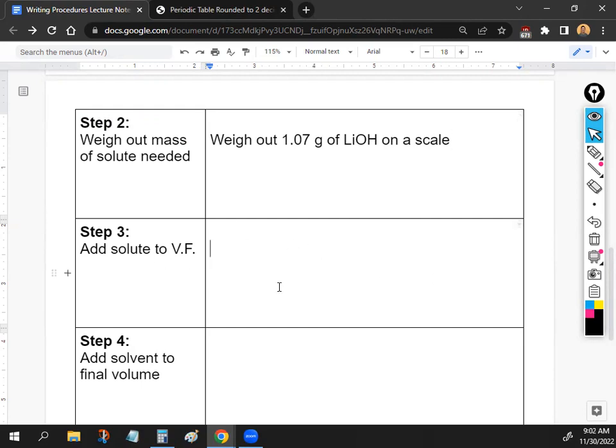The third step, you're going to add the solute to the volumetric flask. So you can just write that down, and we can literally just use that as step 3. We're just going to add one thing onto it: using a funnel. That way we don't lose any of our solute as we're transferring it into the volumetric flask, because as you can tell, the opening is very narrow for this.